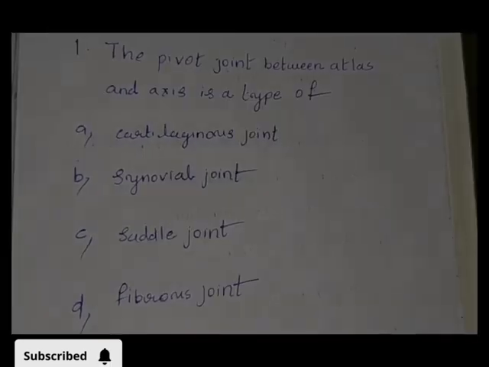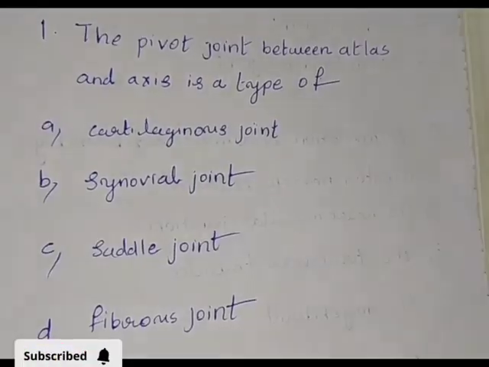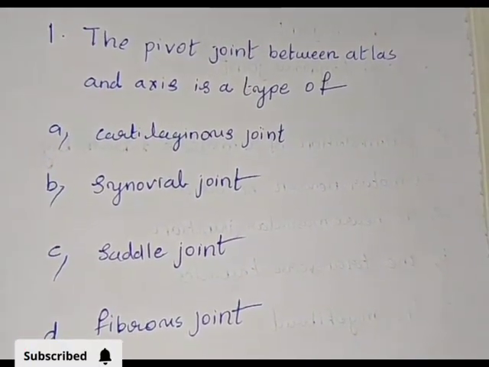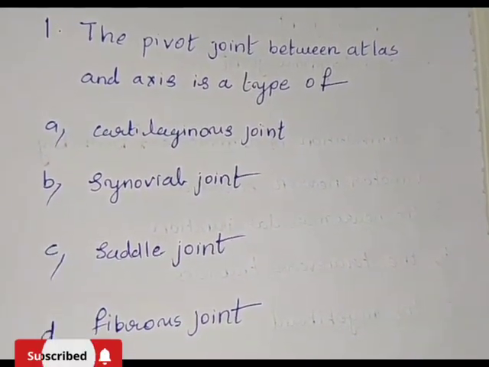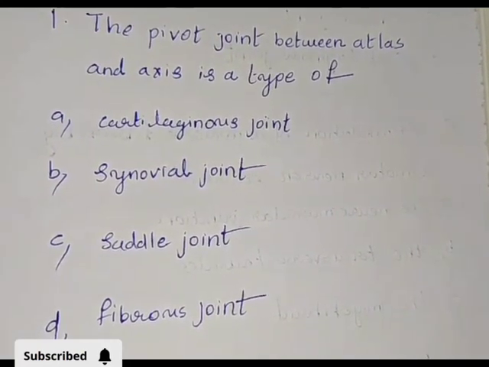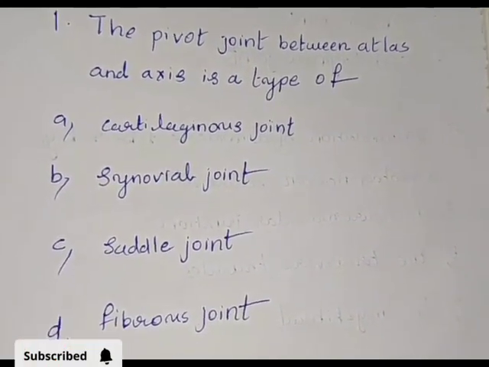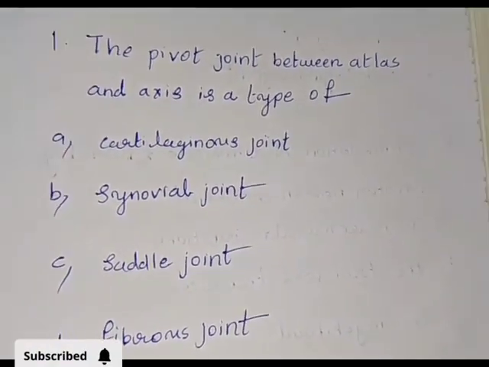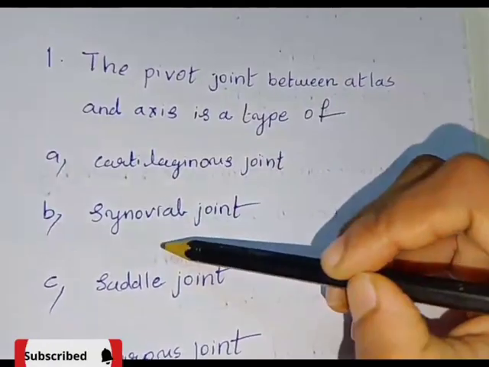1. The pivot joint between atlas and axis is a type of: Option A, cartilaginous joint; B, synovial joint; C, saddle joint; D, fibrous joint. Answer: option B, synovial joint.